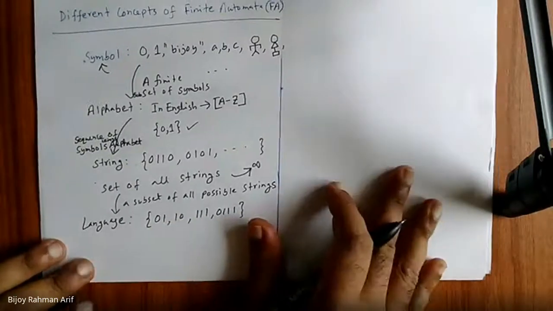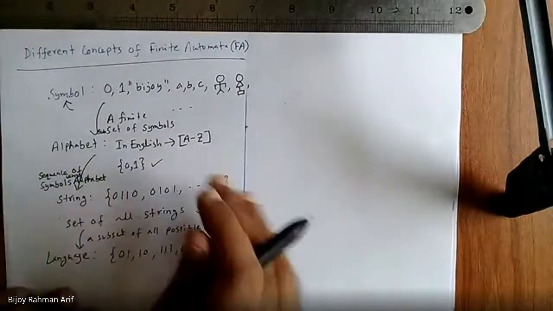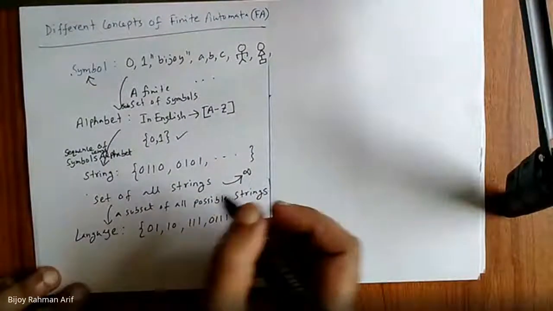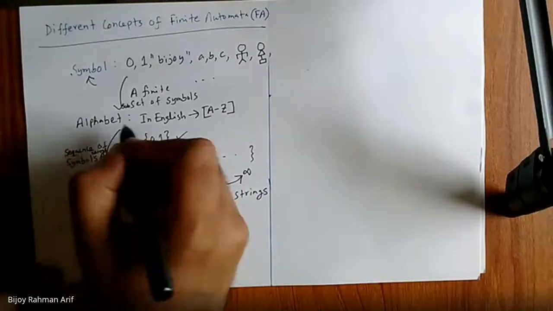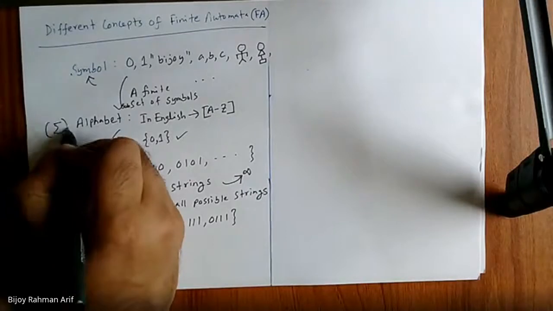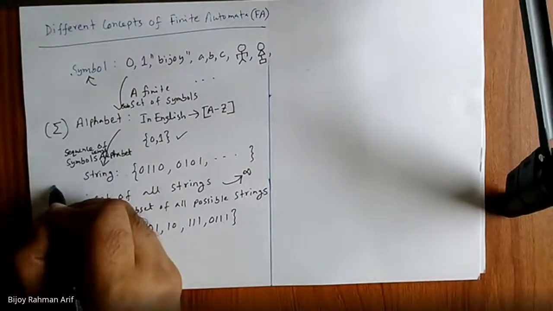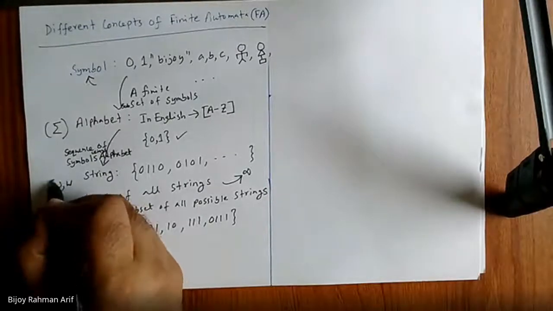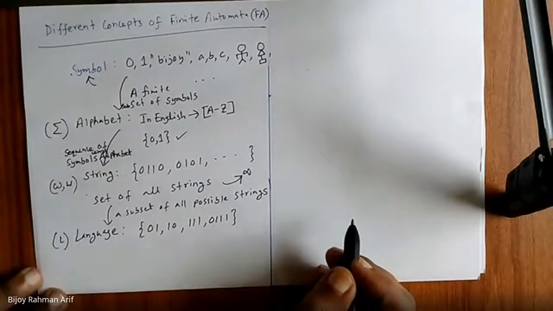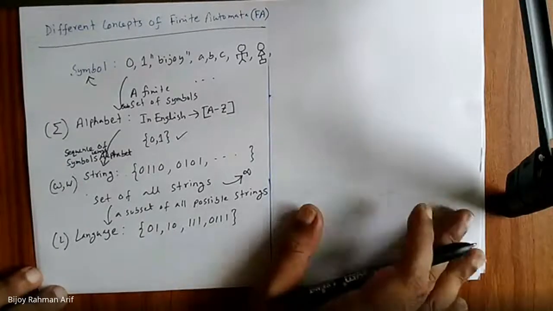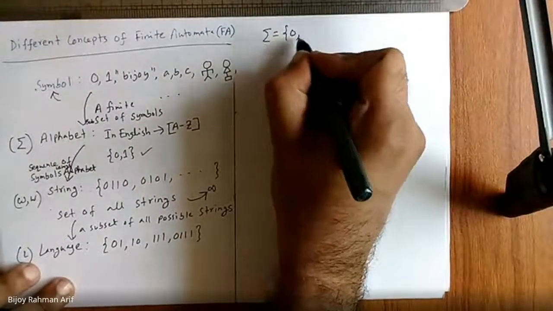Okay. So, what is the workflow? Before that, let's define this symbolically. We represent alphabet by sigma, the Greek letter sigma. We define string by small omega or W, and we represent language by L. What is the first thing I have to define? Alphabet. So let's assume my alphabet is 0, 1.